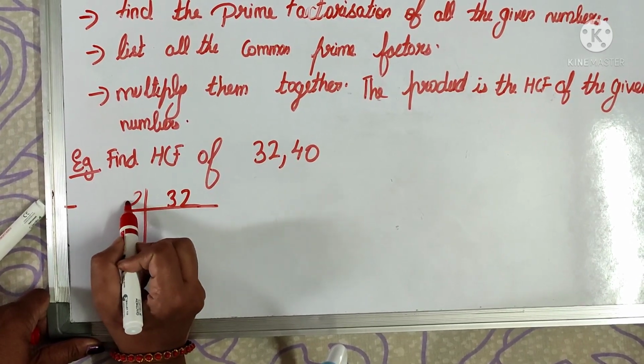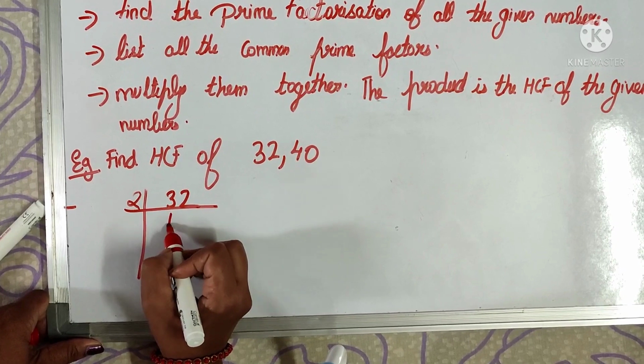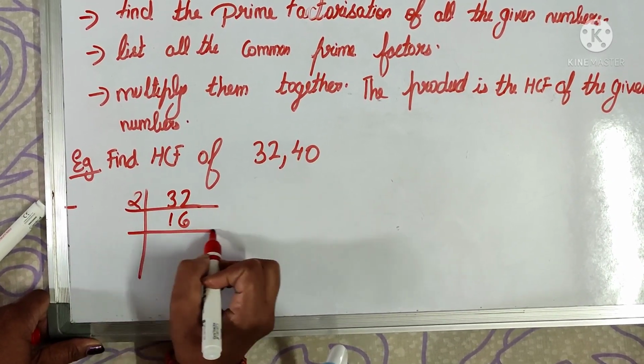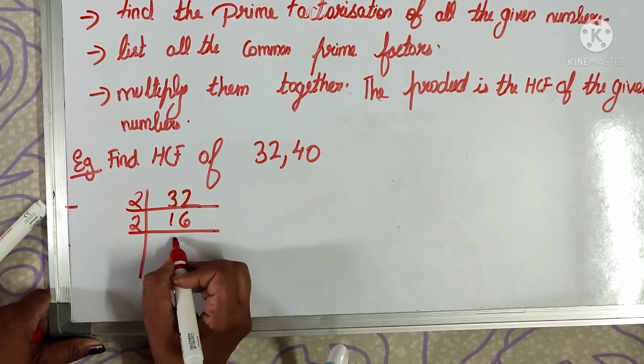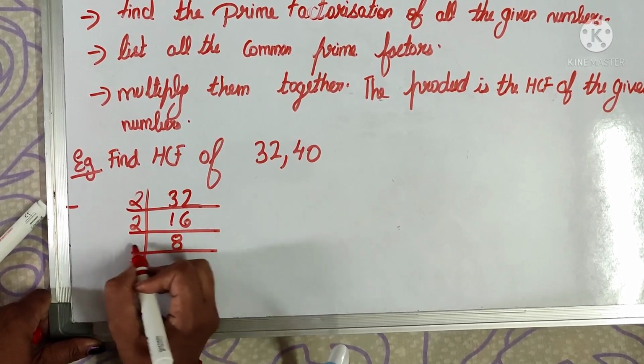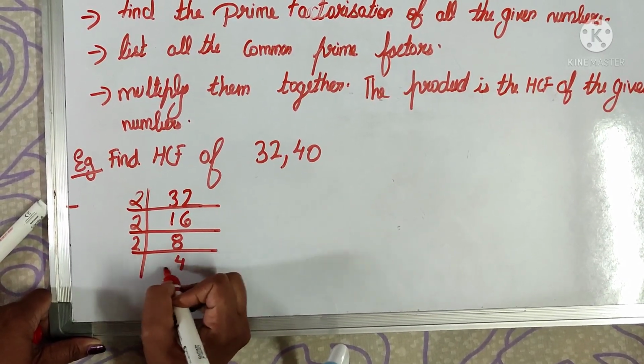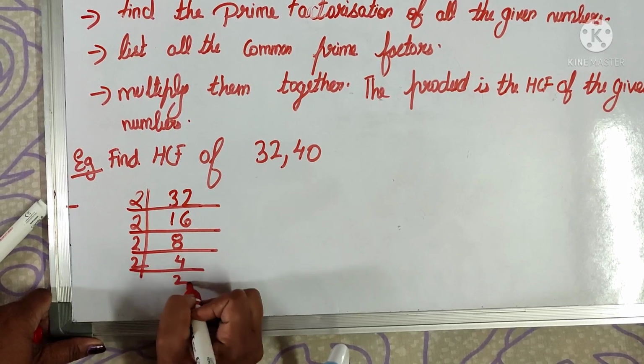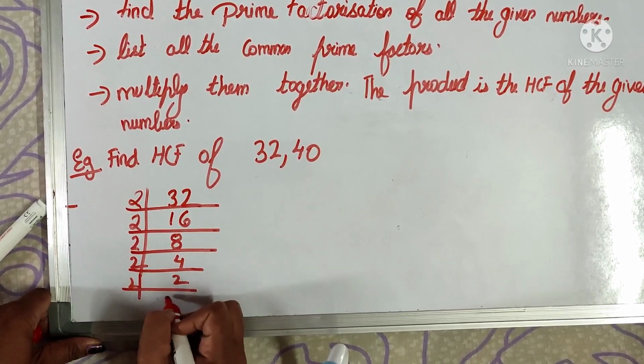First we divide, since it will go by 2. 2 16s are 32, so I am writing 16. Again it will go by 2 itself. 2 8s are 16. Again it will go by 2. 2 4s are 8, 2 2s are 4, and then 2 1s are 2.